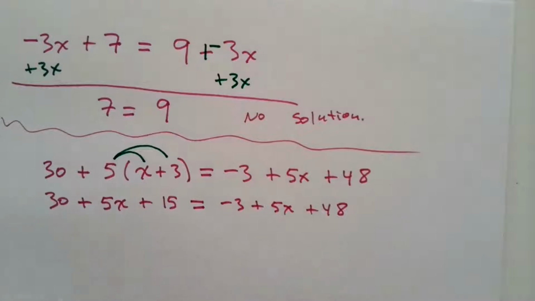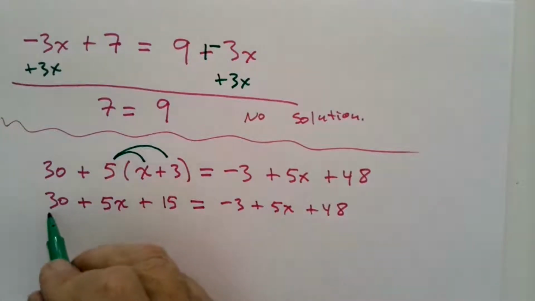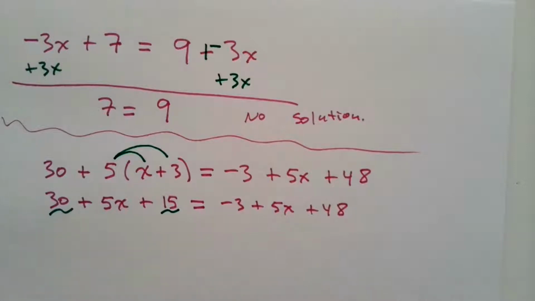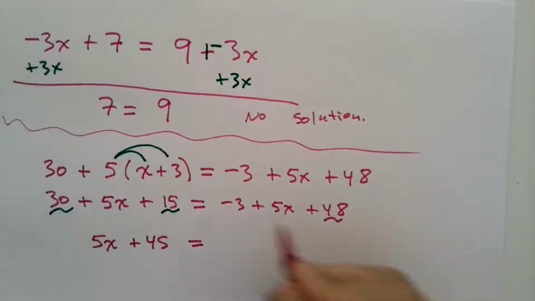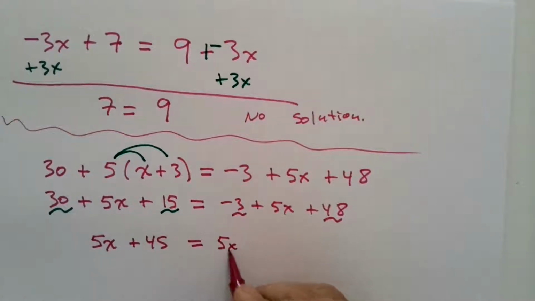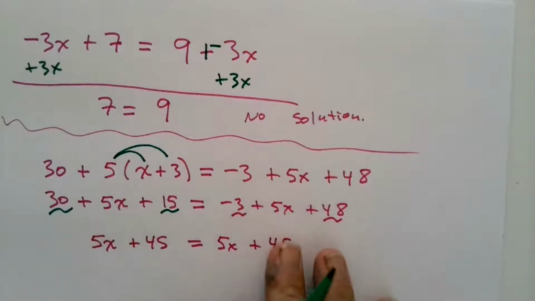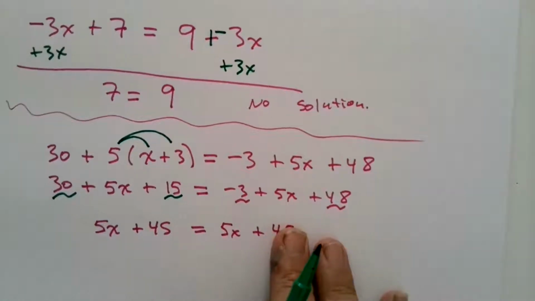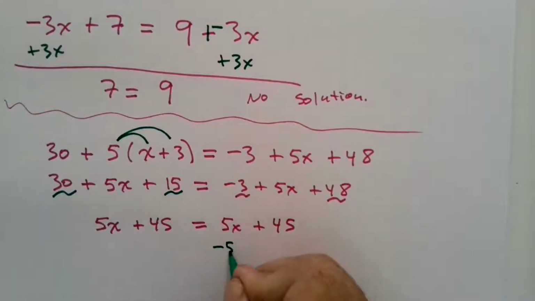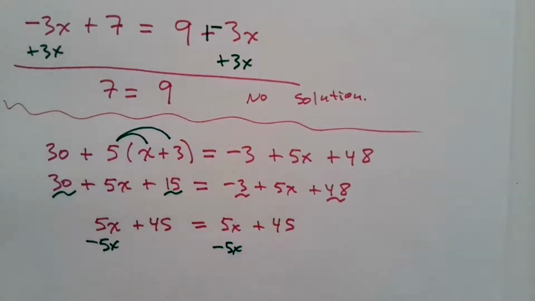Let's look at each side. On the left side, I have 30 plus 15, which will give me 45 together with the 5x. So I have 5x plus 45. On the right side, I have 48 minus 3, also 45, and I have 5x plus 45. Well, that's interesting. I have the same exact thing on both sides. Now, our usual rule is to get all of the x's on one side. So I can go ahead and subtract 5x from both sides. Subtract 5x here, subtract 5x here. And now I have 0 plus 45 equals 0 plus 45, or 45 equals 45.